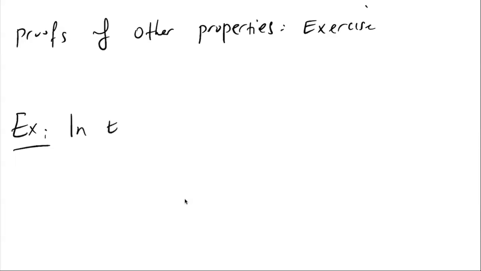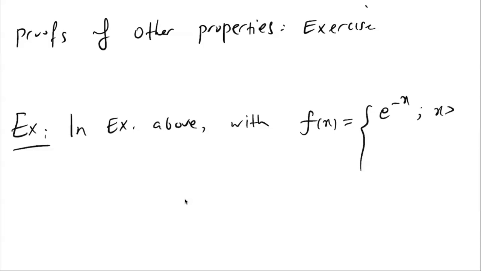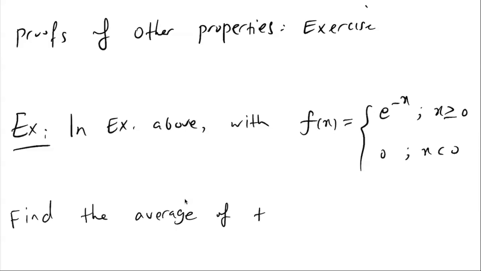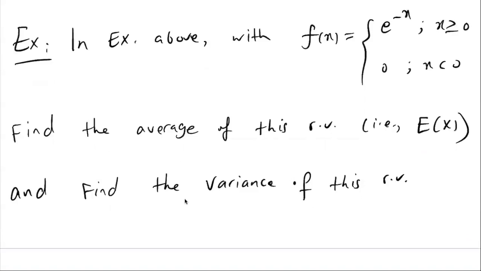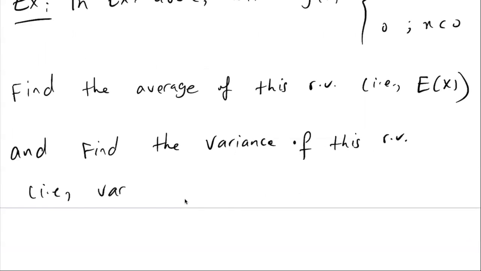So again, in the example above, with f of x equals e to the minus x for x bigger than or equal to 0, and 0 for x less than 0, find the average of this random variable, which means E of X, and find the variance of this random variable, which means variance of X.